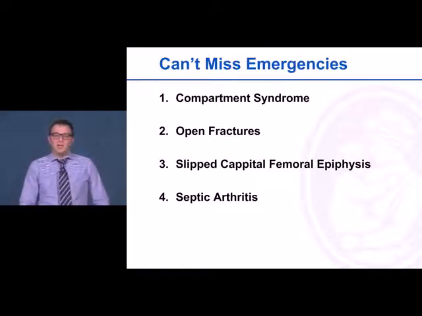So now that we've talked about the 10 differences between children and adults, we're going to talk about the main can't-miss emergencies that I think you have to come away with knowing about. So first, we're going to talk about compartment syndrome. We're then going to talk about open fractures. And then through a series of clinical vignettes, we'll talk about slipped capital femoral epiphysis and septic arthritis.